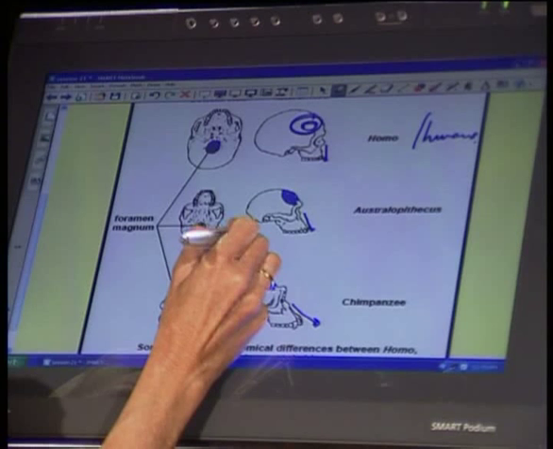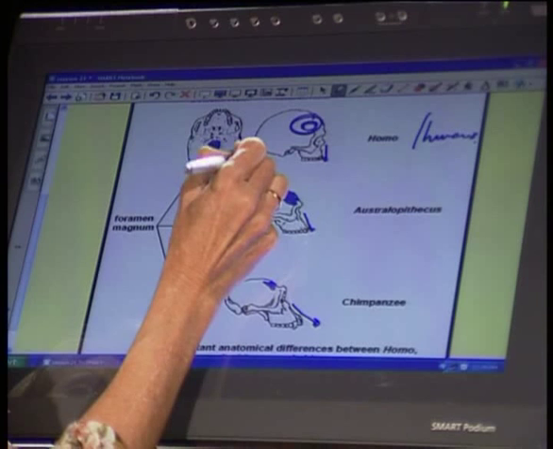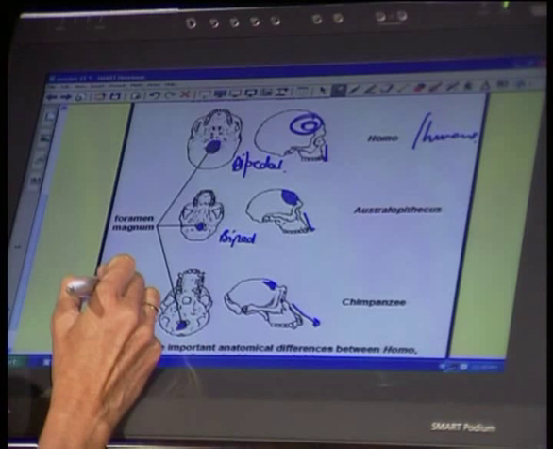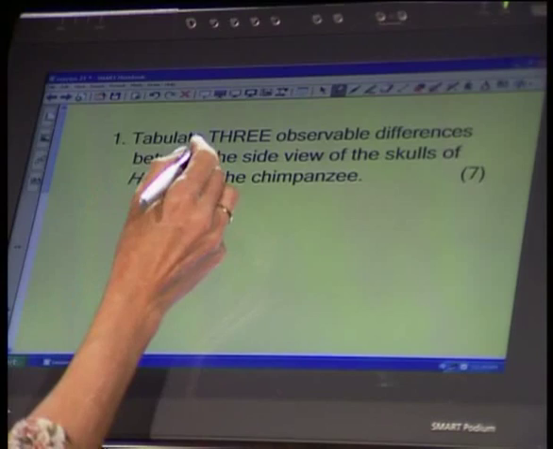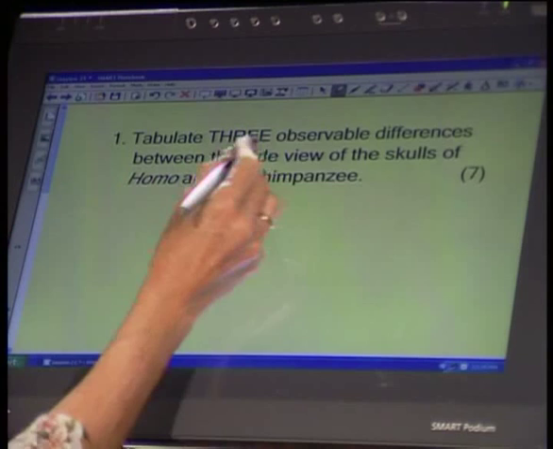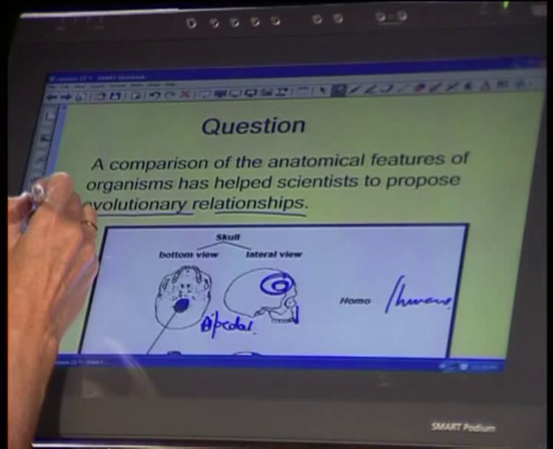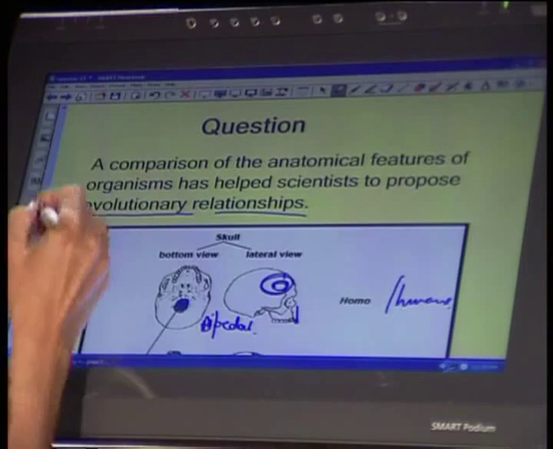And this is definitely bipedal, and this is not. This is on all fours. All right. So, tabulate three observable differences between the side view of the skulls and the Homo. Okay, we haven't got time to write this, so let's go through this. We want three observable differences, so let's go with our differences here.